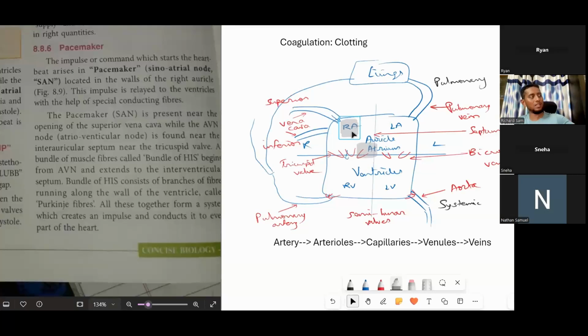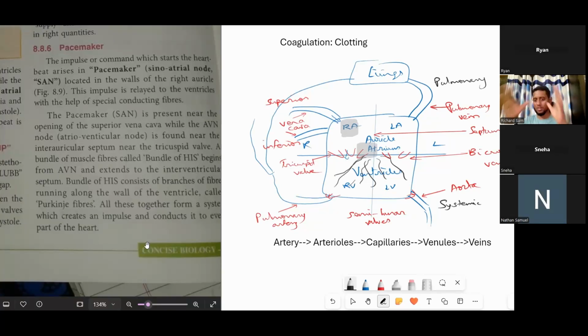So the signal, the impulse, originates from the SAN, goes into the AVN, and from the AVN there are some branches that go out like this, into the ventricles. These fibers are called the bundle of His. It begins from the AVN and extends to the interventricular septum. The bundle of His consists of branches of fibers running along the walls of the ventricle. These fibers that run throughout the walls are called Purkinje fibers. Those fibers send the signal to the whole ventricles.